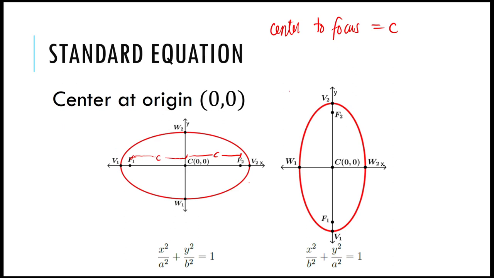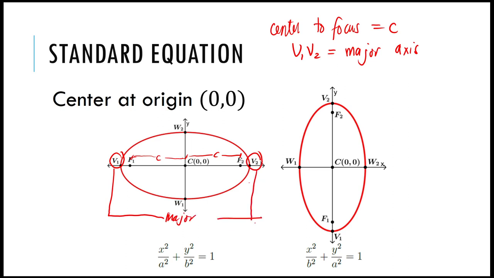Yung distance or yung line na V1, V2, that is called the major axis. Mula sa V1 papunta kay V2, this is called the major axis. Ayan. Yan po ang major axis.